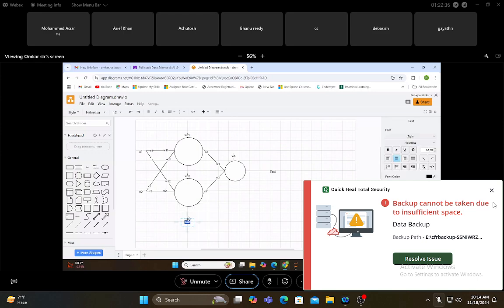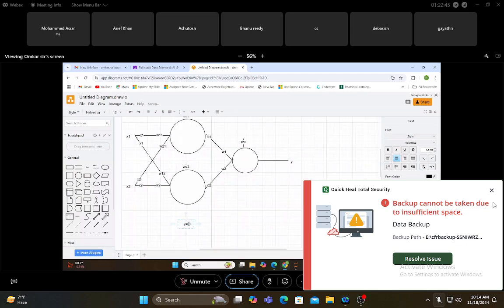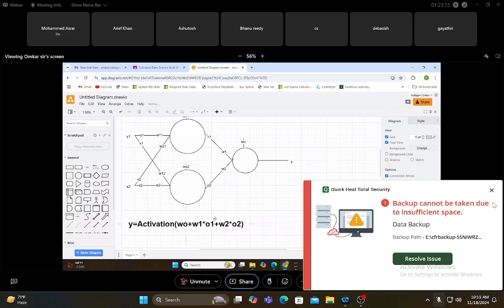Now output y is equal to sigma activation, bracket open, W0 plus W1 into O1 plus W2 into O2, bracket close. Agree with me? That's the output. I am giving this heading 1 and I am giving some color also. This is my output number 1, y.